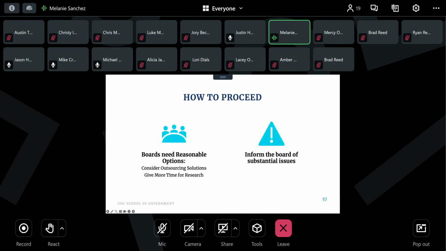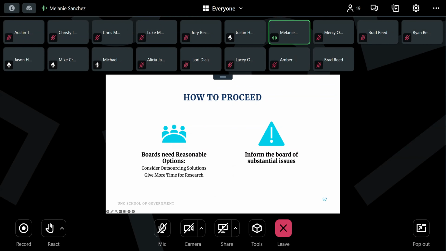Boards need reasonable options. They appreciate having choices that are reasonable and practical. Options that you present should address the challenges or opportunities that you've communicated and offer a path forward. You want to avoid presenting extreme solutions, again, or an overwhelming array of choices. Focus on options that align with the organization's goals.